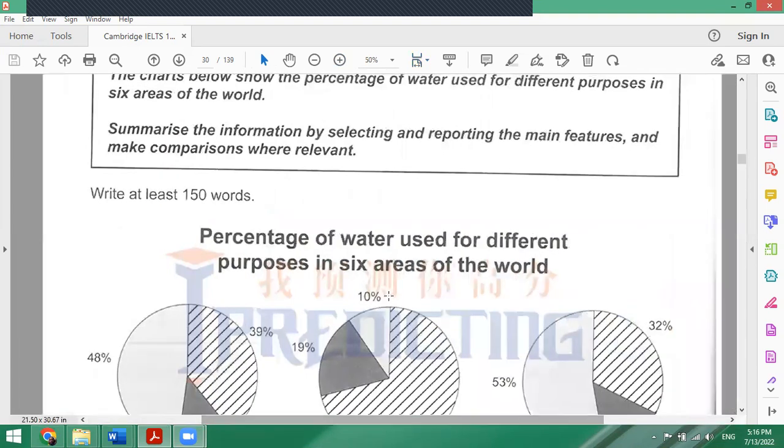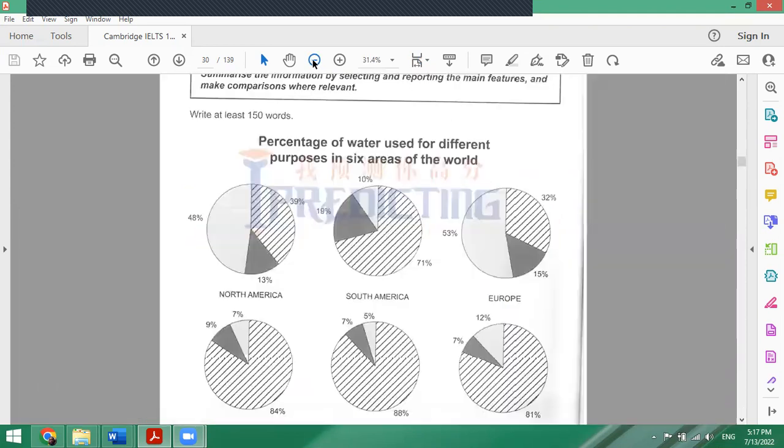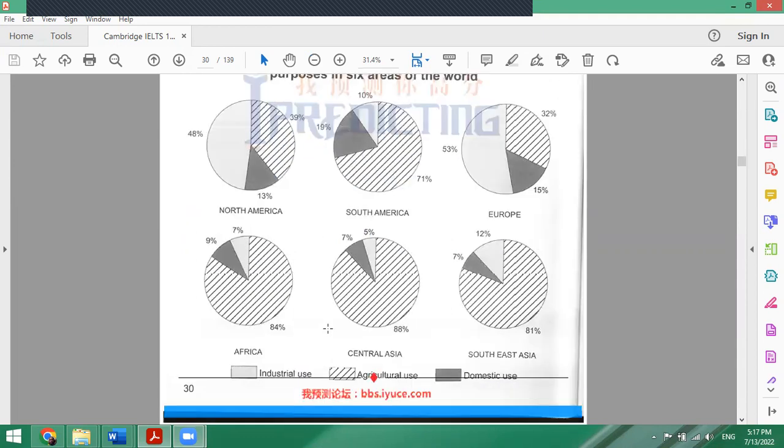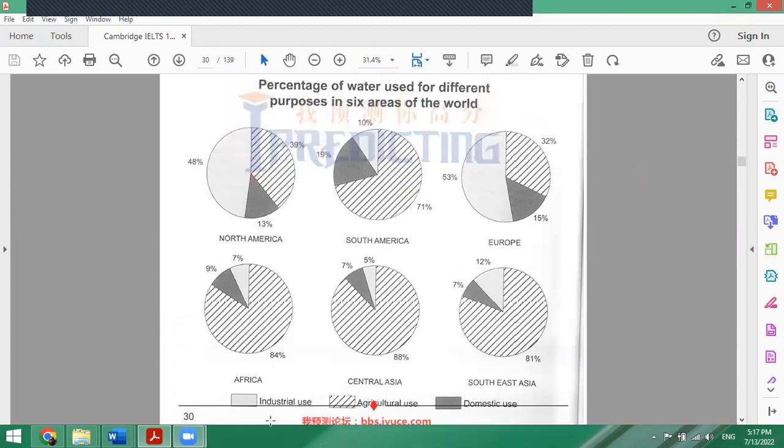So it's important that you take into account which elements you will have to consider the most important to organize your paragraphs. So do you think the most important element here is the purposes or the regions? So we have 3 purposes and 6 regions. So always start with the element of the task that has the lowest numbers. In this case, we have the purposes, 3 purposes.